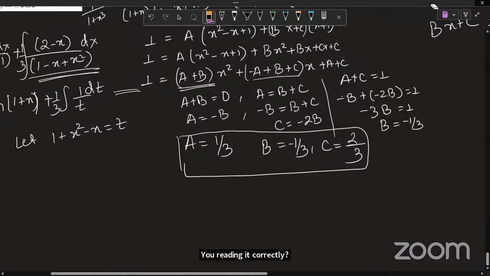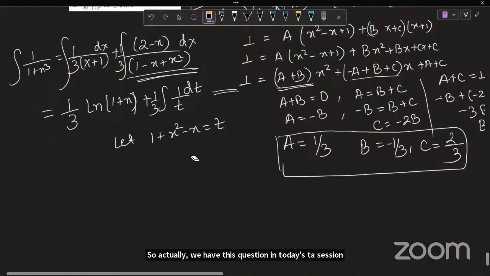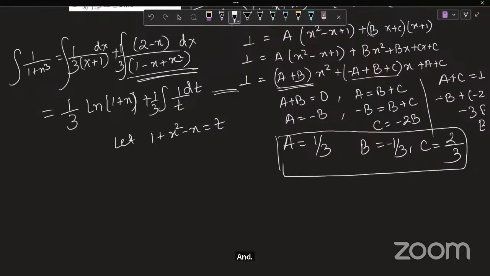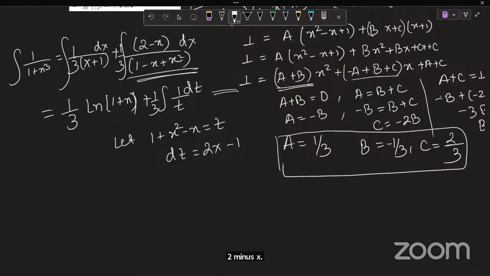So actually, we have solved this question in today's TA session. Okay. It is 2x minus 1, right? dt is equal to what? 2x minus 1. And here we have 2 minus x. So we can manipulate this one.